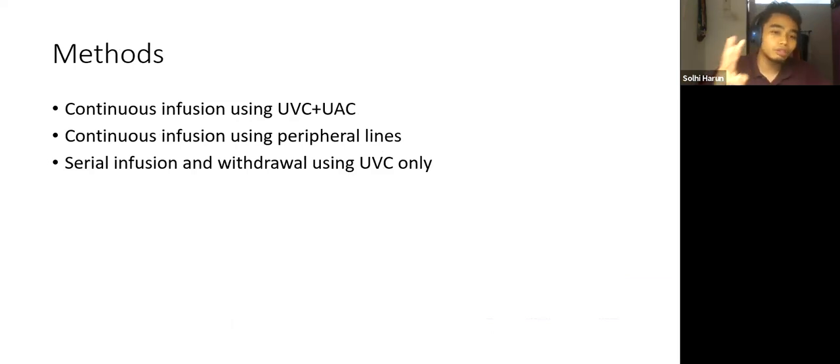So the methods: there are 3 methods of performing exchange transfusion. You can use continuous infusion using the UVC and UAC, umbilical vein and artery catheterization. We can use continuous infusion using peripheral lines. This is used when the patient has conditions such as omphalitis or umbilical sepsis. And serial infusion and withdrawal using UVC only. This is what we call the push and pull technique.